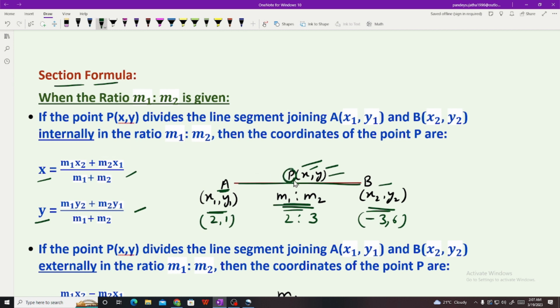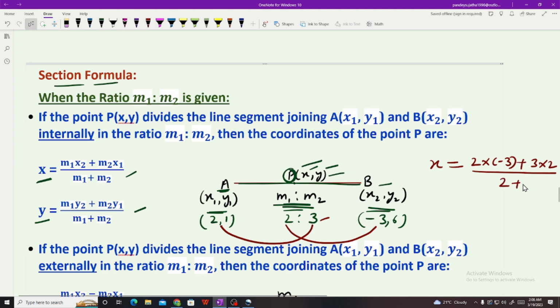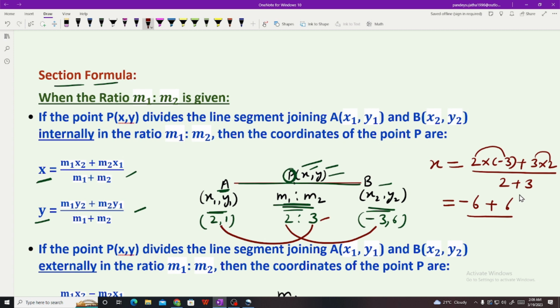The x coordinate will be m1 into x2, that is 2 into -3, plus m2 into x1, that is 3 into 2, upon the sum of ratio, that is 2 plus 3, which is equal to 2 into -3 is -6 plus 3 into 2 is 6 upon 2 plus 3 is 5, which is equal to -6 plus 6 is 0, and 0 upon 5 is 0. So the x coordinate we got is 0.